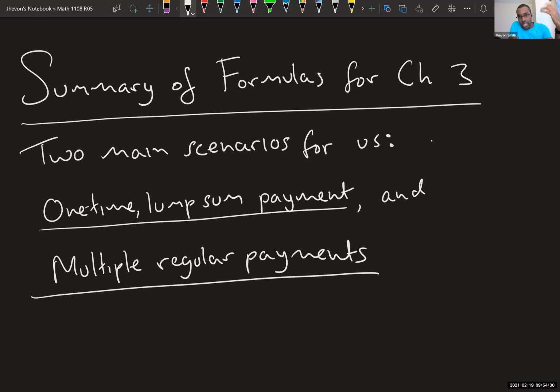Now there's also the scenario of repeated payments, right? So it's not like you just make a payment one time and forget about it.